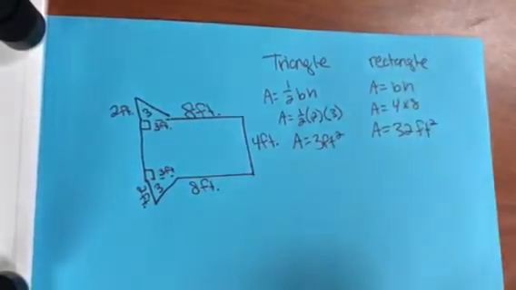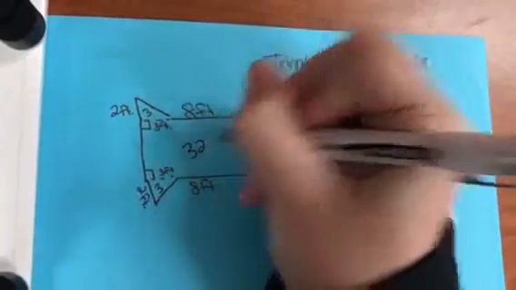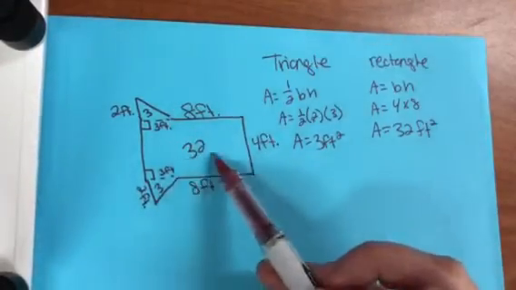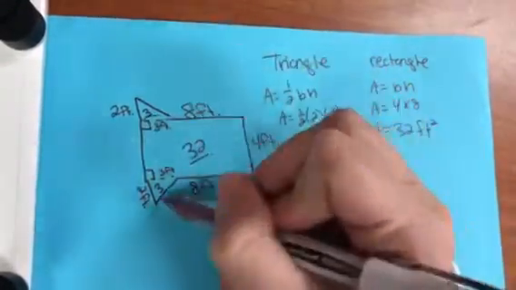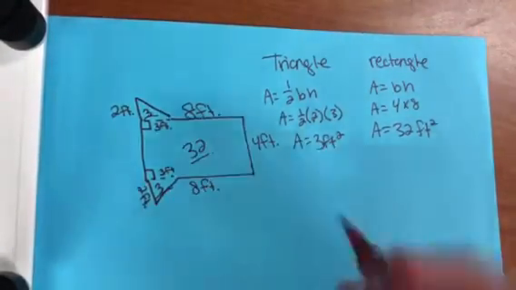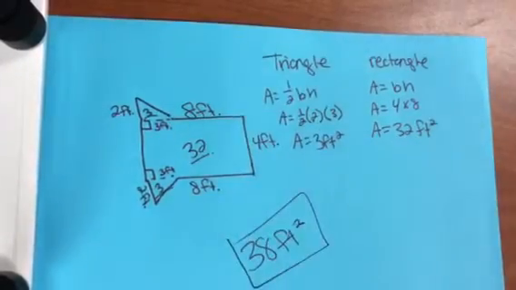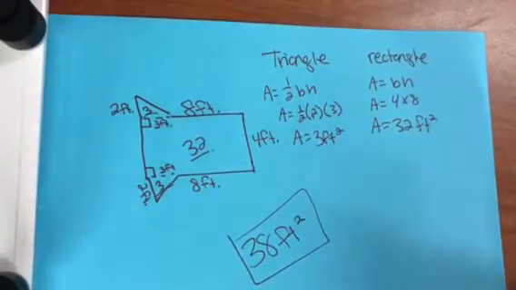Why am I putting squared? Because it's 2-dimensional. So then we've got 32 here. So I just have to add these up: 32 plus 3 plus 3. What's 32 plus 3? 35. Plus 3, 38. So 38 feet squared. That's my final answer.